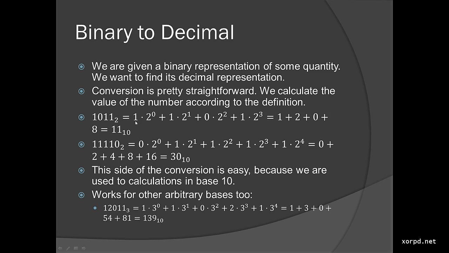Now, it is interesting to see that these digits 1, 1, 0 and 1 are actually the digits of the number 1, 1, 0 and 1. If we keep calculating, we get 1 plus 2 plus 0 plus 8, which is 11 in base 10. Another example, you could look at it for a few seconds just to make sure that you understand. The calculation is mostly the same. It's just a longer number this time.